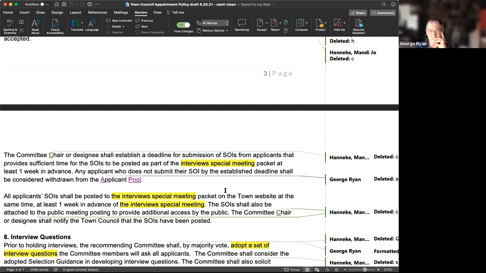Mm-hmm. We've done it to try and meet the meeting time of ZBA or planning board. So we've tried to hold the interview at the time on the off week that, say, planning board normally meets. Although that has been problematic to get CRC members available at a time they're not normally available.